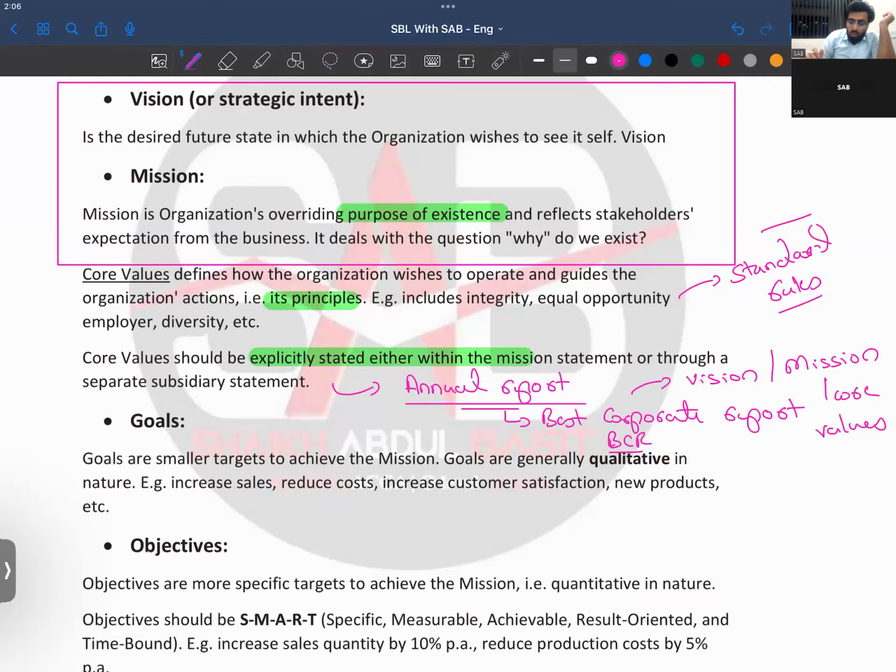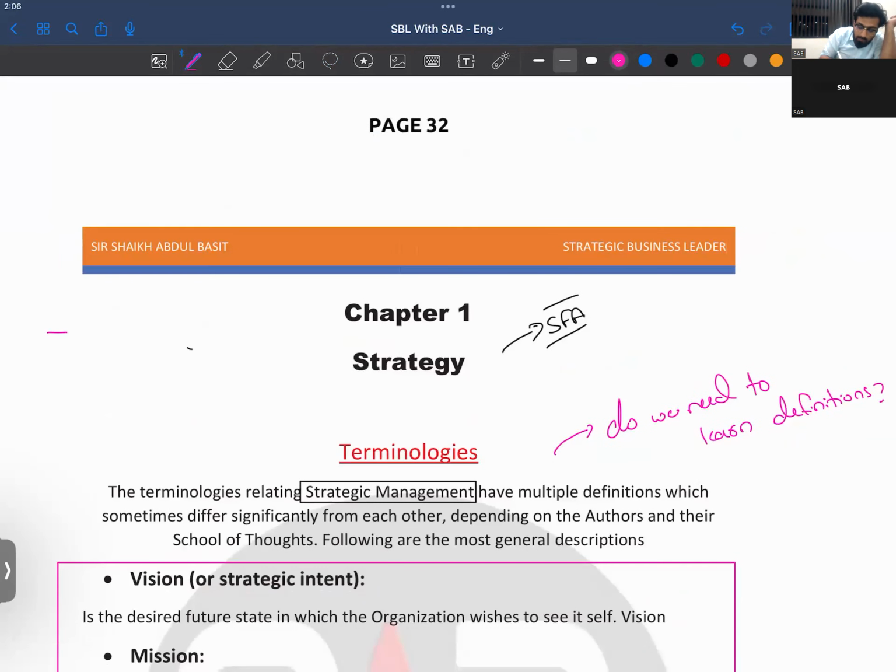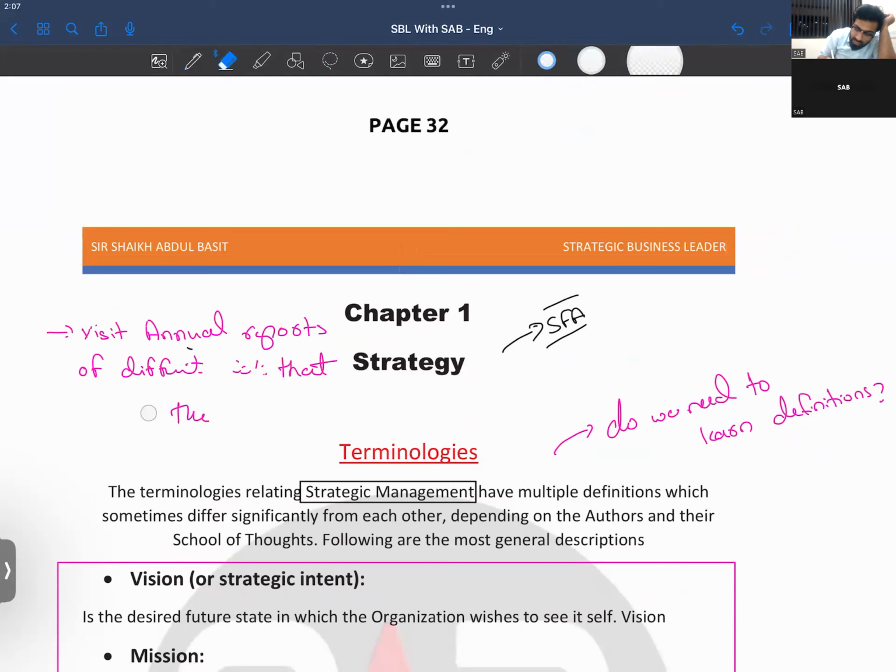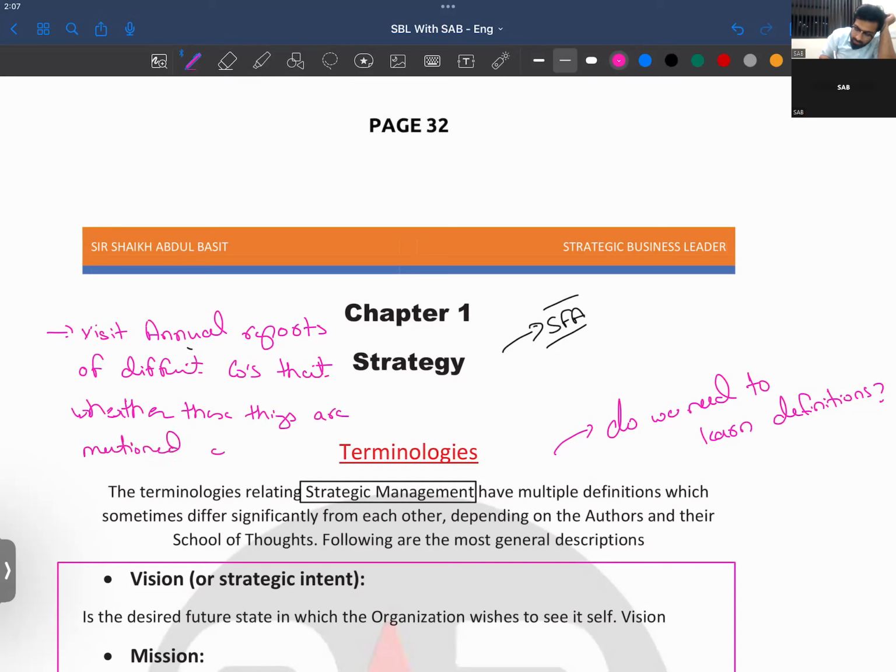Now here comes an assignment. What's the assignment? Visit annual reports of different companies and see whether these things are mentioned or not, right? Just an assignment now to make sure.